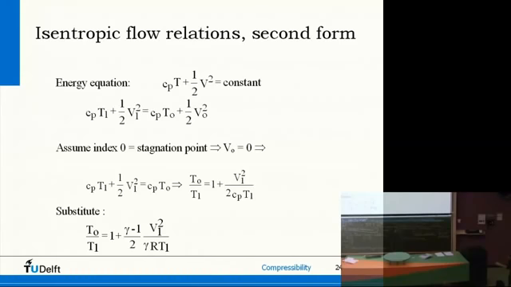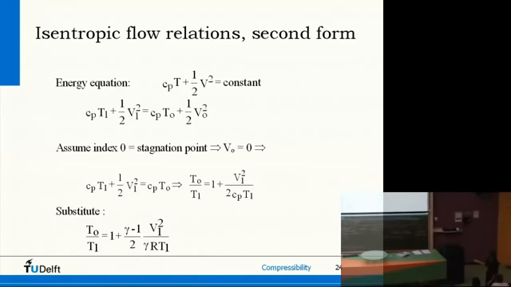So I divide by T1, and I divide by CP, so CP times T1, this one becomes the 1 here. I divide this one by CPT1, so I get V1 squared over 2 CPT1, and here CP drops out, T1 over T0. So a temperature ratio, total temperature over a temperature at some point, is equal to 1 plus the speed at that point, divided by 2 CPT1 at this point. And look, what we have here. So T1, wouldn't it be nice?